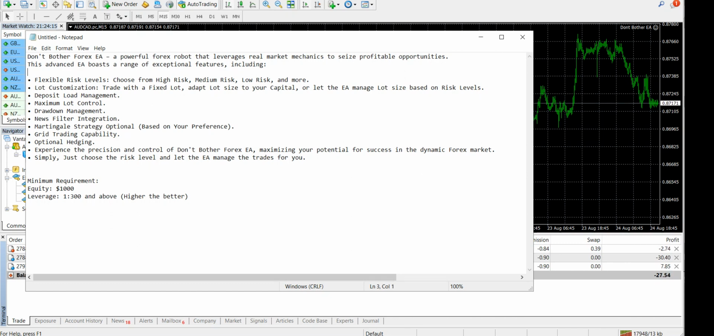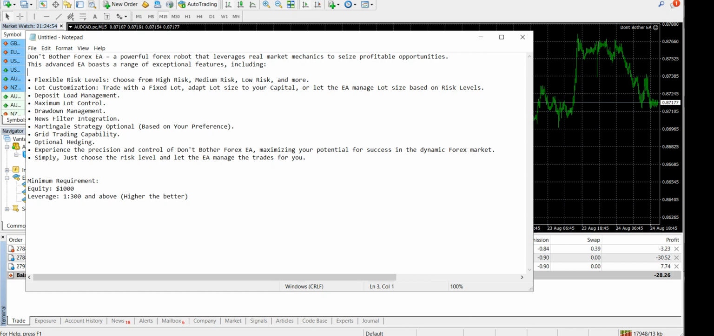The minimum requirement for this expert advisor is $1,000. You can even trade with a little lower, but I would not suggest trading with less than $500, and I would still suggest 1000 to start with. The leverage should be 300 and above. I generally trade with 400 to 500 or more. But if your broker does not allow much higher leverage, then you probably need to increase the equity.